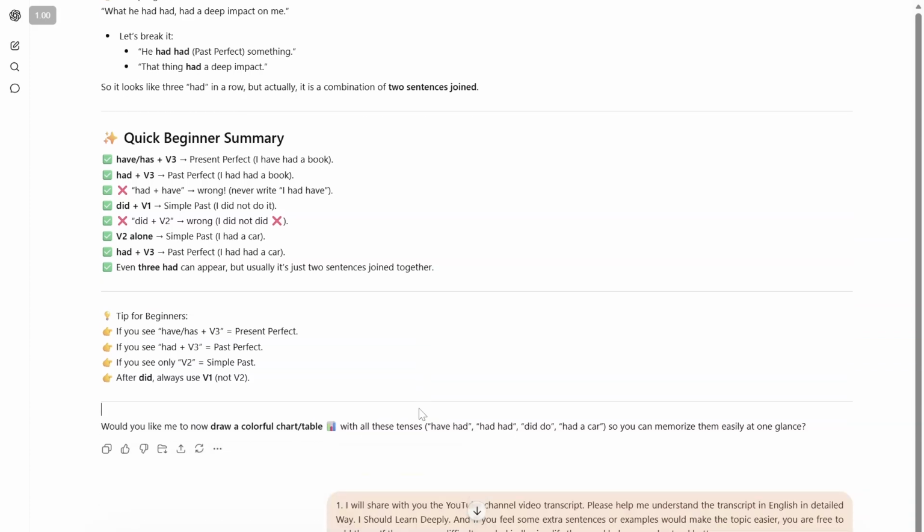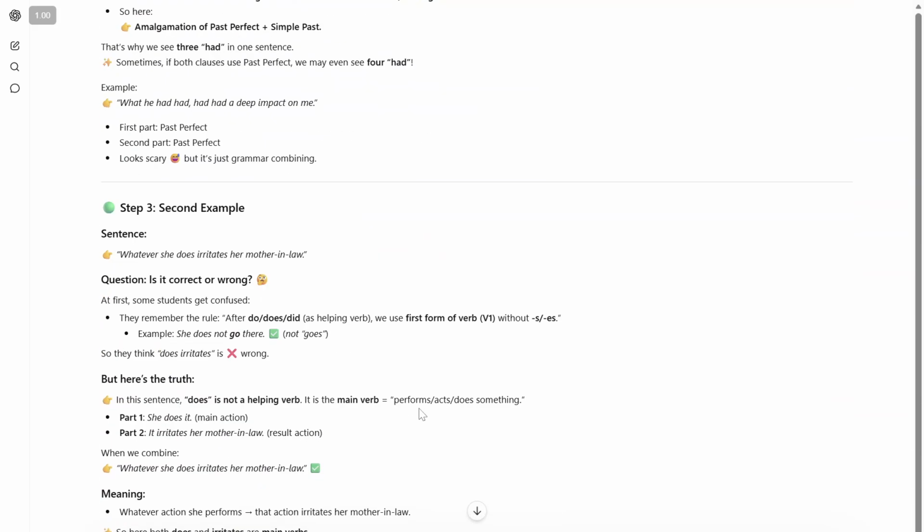Would you like me to now draw a colorful chart table with all these tenses? Have had.